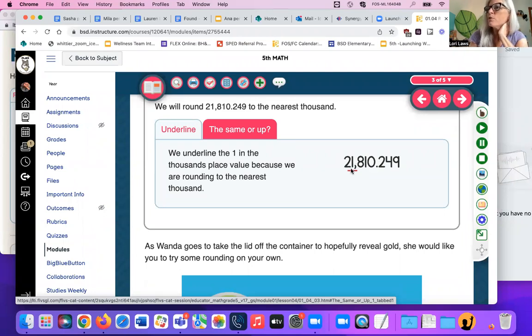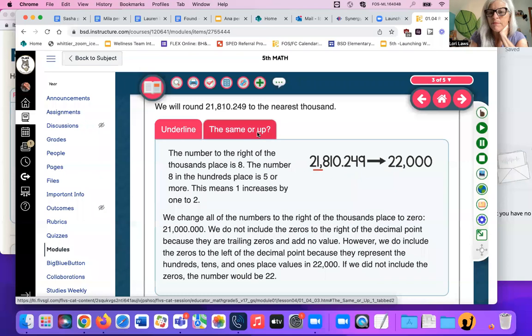Show me with your finger what you're going to do with this one. Same or up? Same or up? What do you think? I see some ups. Oh, I see somebody say same, but look, we have to look over here at 8. Is 8 5 or more? Yep, so 5 to the sky. Point to the sky. This is going to become 22,000.